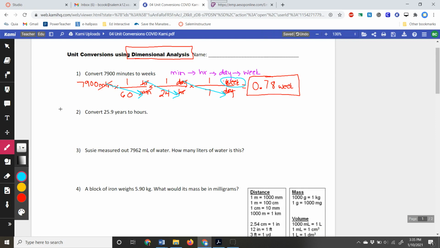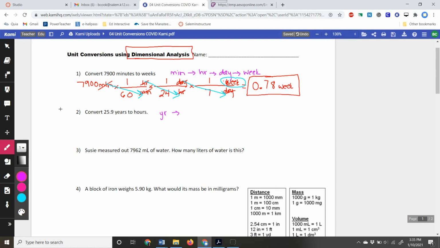So always look for that diagonal pattern. Let's go to the next problem. In the next problem, we're given 25.9 years to hours. Well, I definitely don't know how many hours are in a year. So let's think of a flow chart of how I can get this to work.